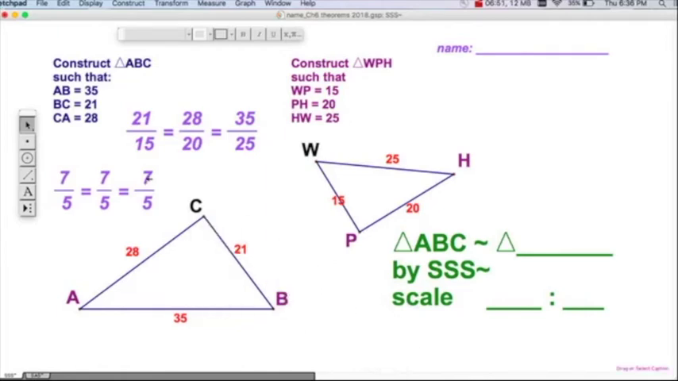It even gives us a scale factor. The big one to the wee one, 7 to 5. Hey, that's kind of cool. So I'm going to say 7 to 5. This is a fun activity. We're going to do another in a little bit.